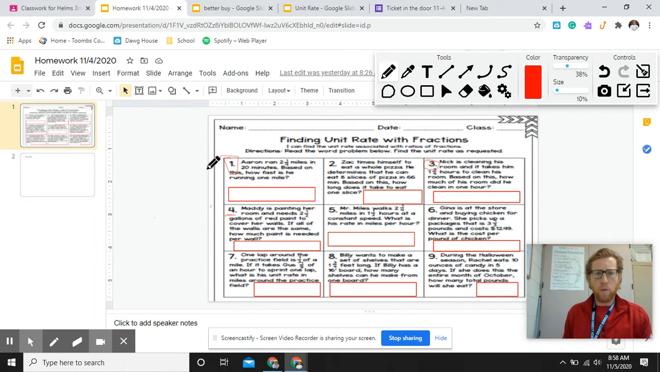Okay, so number one reads something like this: Aaron ran 2 1/4 of a mile in 20 minutes. Based on this, how fast will he run 1 mile? Okay, so we've got to read between the lines, and we want to have 1 mile. You guys should know that in a unit rate, the bottom number needs to be one. Okay, so we want a bottom number of one, and that is our miles.